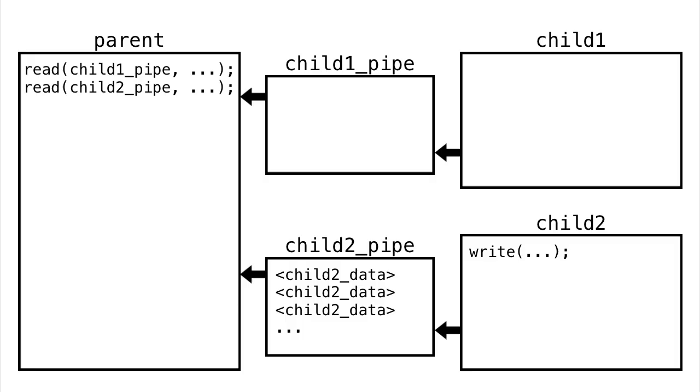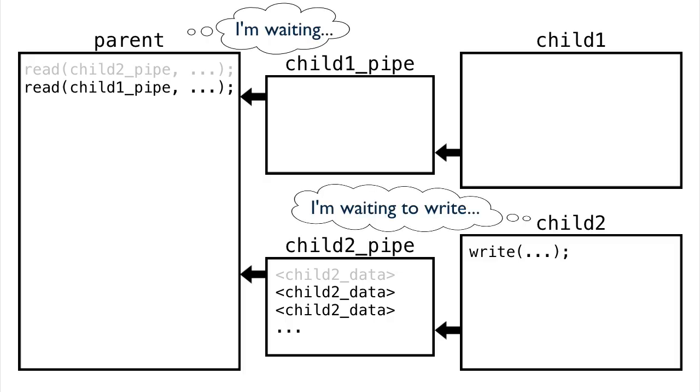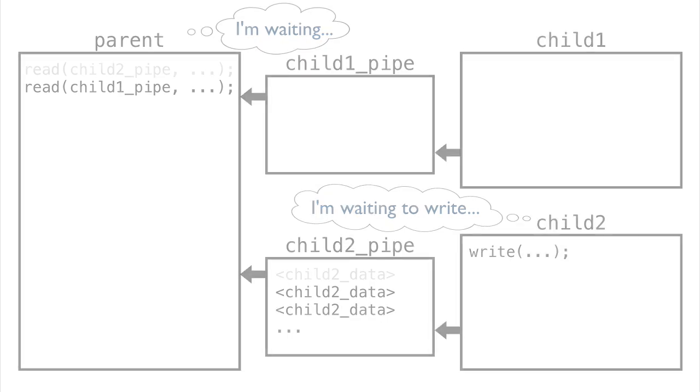Maybe it would be better if we reorganized the parent code to read first from child 2. Now the parent reads first from child 2 and then child 1. But as soon as one read to child 2 is complete, it is time to read from child 1 again, and we are back to the same problem. No matter how we order the read calls, we can always get into a situation where the parent is blocked waiting to read from one child while the other child has data ready to be read.